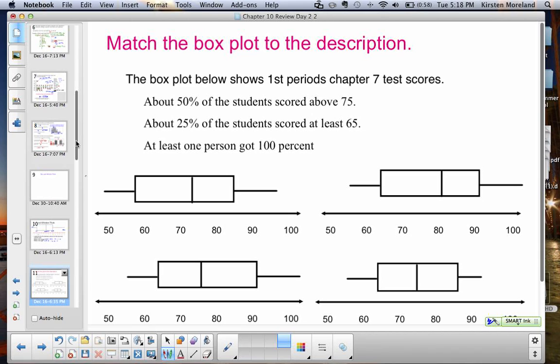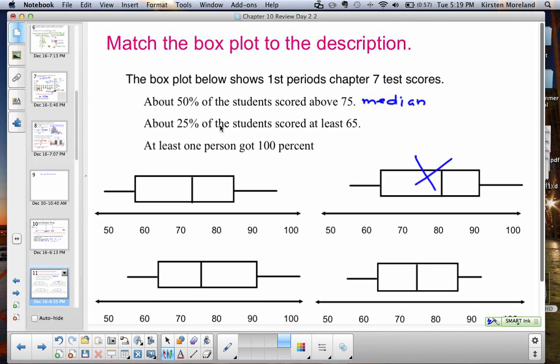Given the 3 statements, find out which box and whisker those 3 statements best represent. So about 50% of the students received a score above 75, which means your median has to be 75 because your median splits the data 50-50. So if I look at this one, the median is clearly not at 75. That one could be about 75. That one could be, and that one could be.